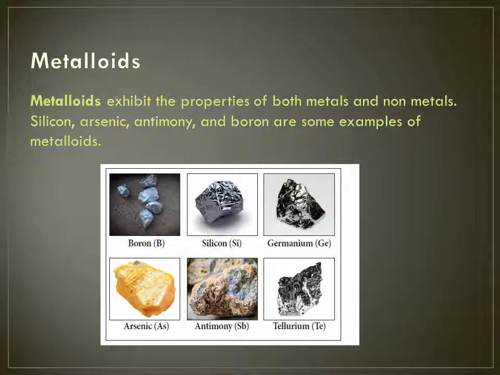Metalloids. Metalloids exhibit the properties of both nonmetals and metals. Silicon, arsenic, antimony and boron are some examples of metalloids. Boron indicated as B, silicon Si, germanium Ge, arsenic As, antimony Sb, tellurium Te.